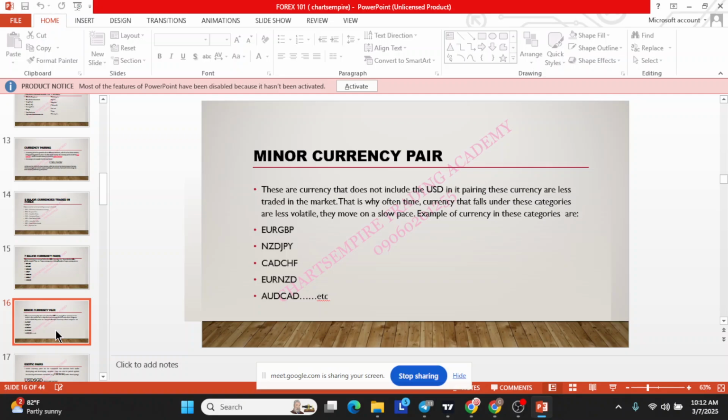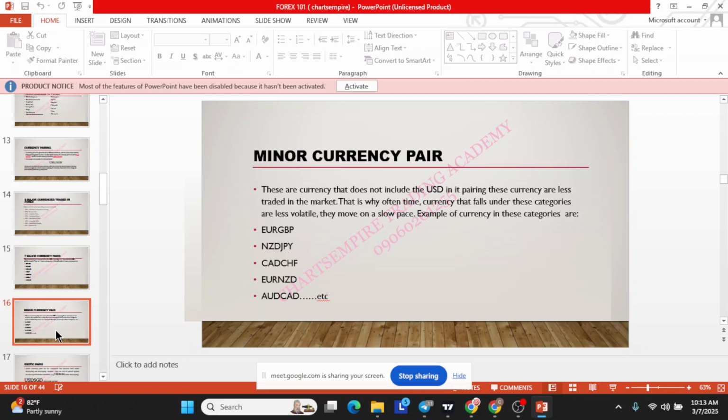People are not actively involved in trading. They don't have so much volume like the major currency pairs. So minor currency pairs usually would not have the USD in their pairing. They contain other currencies like Euro, GBP, NZD, JPY. So other currencies among the major currencies. From the major currencies we have 8.